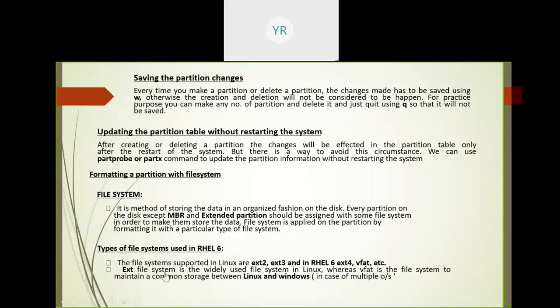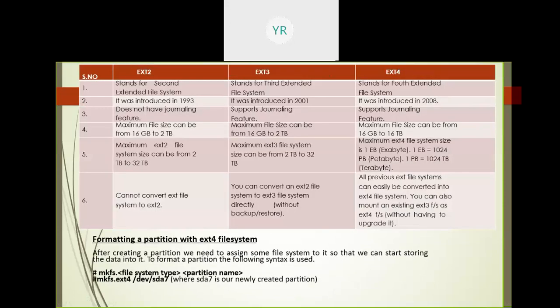ext means extended file system. It is a widely used file system in Linux. VFAT is a file system to manage between Linux and Windows. Of course, there are a lot of file systems; we'll see them as the course progresses. These are the differences between ext2, ext3 and ext4.